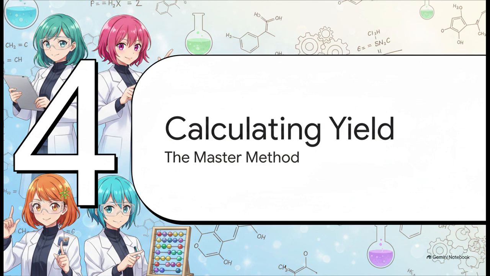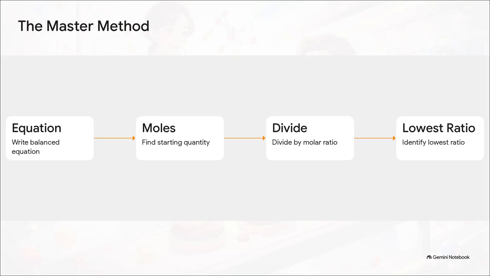Let's dive into Section 4, calculating your chemical yield, the master method. To totally avoid that mole ratio trap we just talked about, we have to follow a strict formulaic method. By executing these 4 precise steps, you take messy, real-world masses and transform them into clear comparative ratios. This unmasks the limiting reagent every single time.